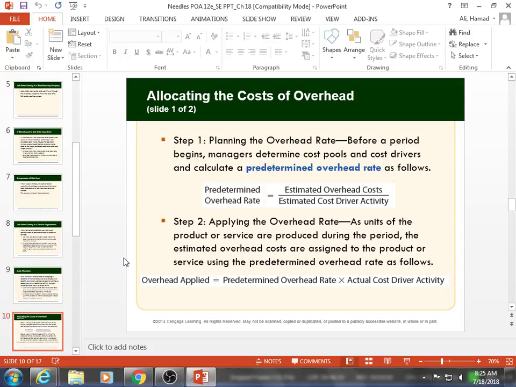And then you estimate the overhead. The overhead that's going to cover this activity is $10,000. And since we are labor intensive, with employees doing the job, we may have 1,000 labor hours. So you estimate that too. You estimate the overhead cost, you estimate the activity, and then you divide the estimated overhead cost by the estimated activity, and that will give you that rate.